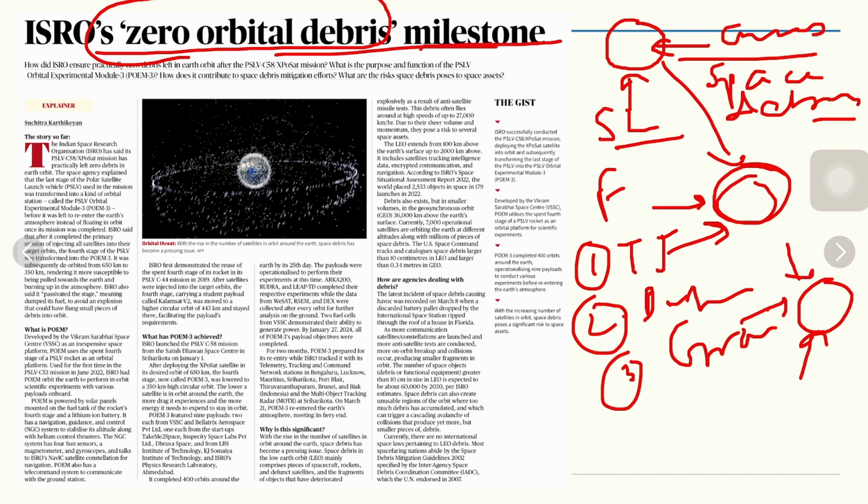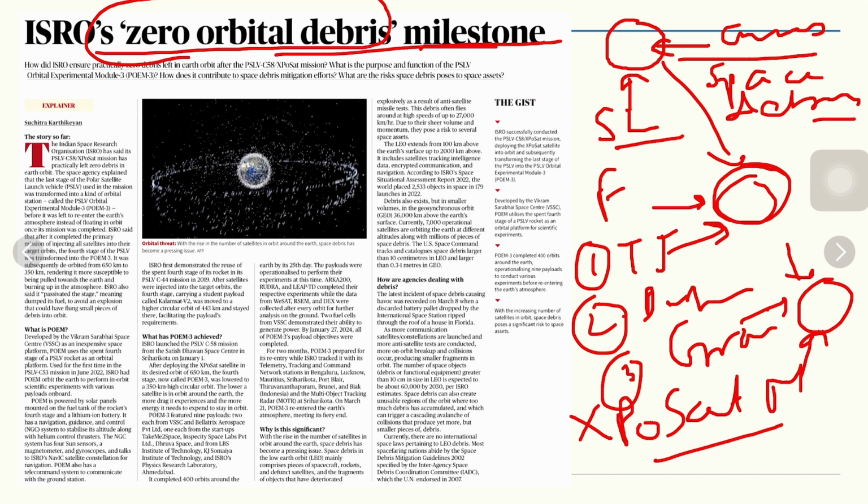That's why we require a particular treaty or some sort of global framework where the space debris can be removed. That's why ISRO's recent mission is tackling zero orbital debris. It has said that the PSLV C58 XPoSat mission has practically left zero debris in Earth's orbit.